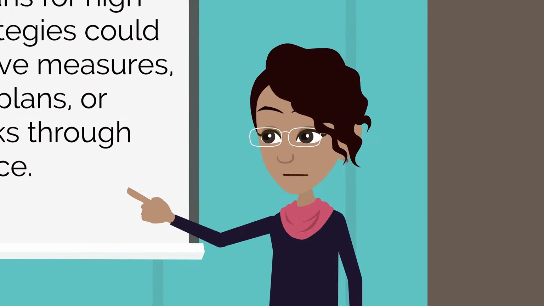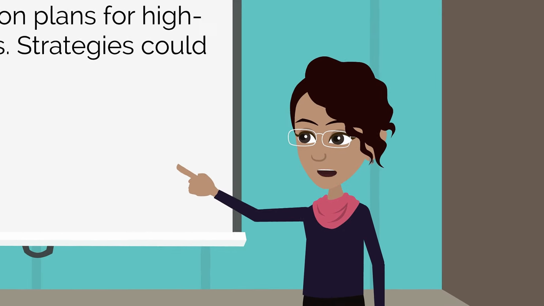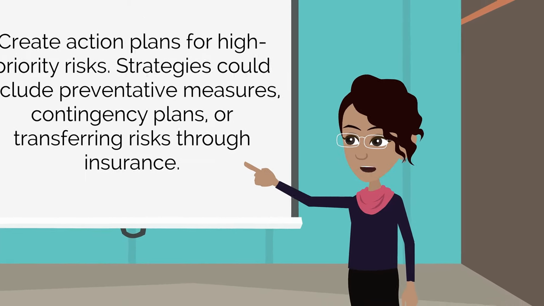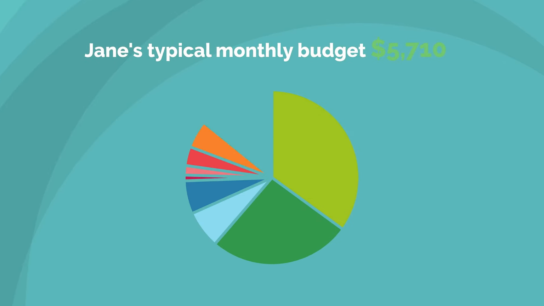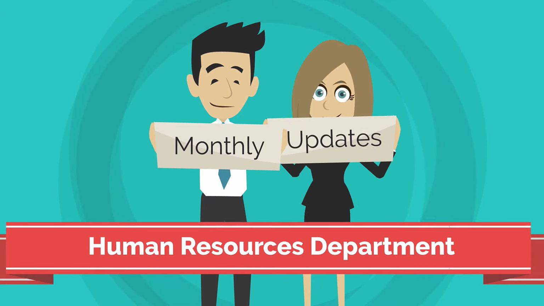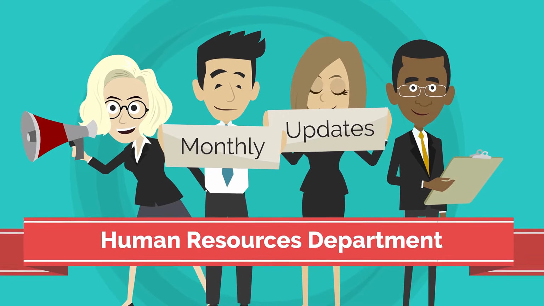Develop mitigation strategies. Create action plans for high-priority risks. Strategies could include preventative measures, contingency plans, or transferring risks through insurance. Monitor and review. Risk management is ongoing. Regularly update the matrix to reflect changes in your project or environment and the effectiveness of mitigation plans.